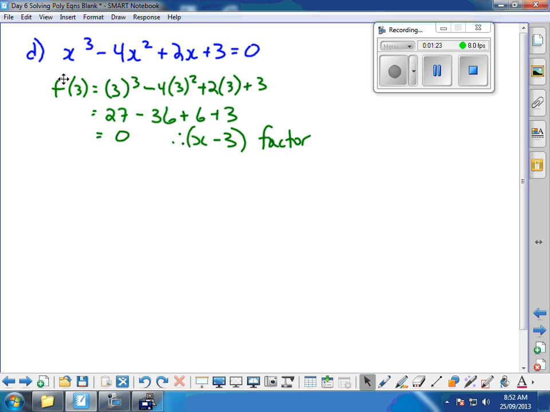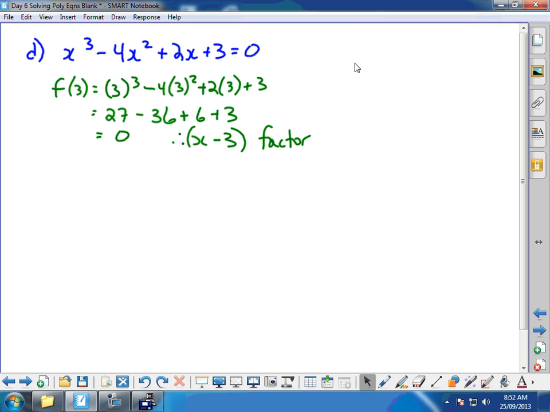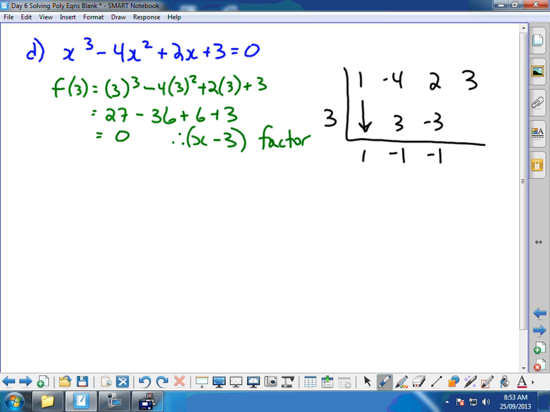So off to the side here, I'm going to divide my polynomial by x minus 3. So it's 1, negative 4, 2, and 3. And the thing I'm going to put is 3. So I do it with my synthetic division. So the 1 there, 1 times 3, add them as negative 1, and negative 1 times 3 is negative 3, add as negative 1 and negative 3, and 0.